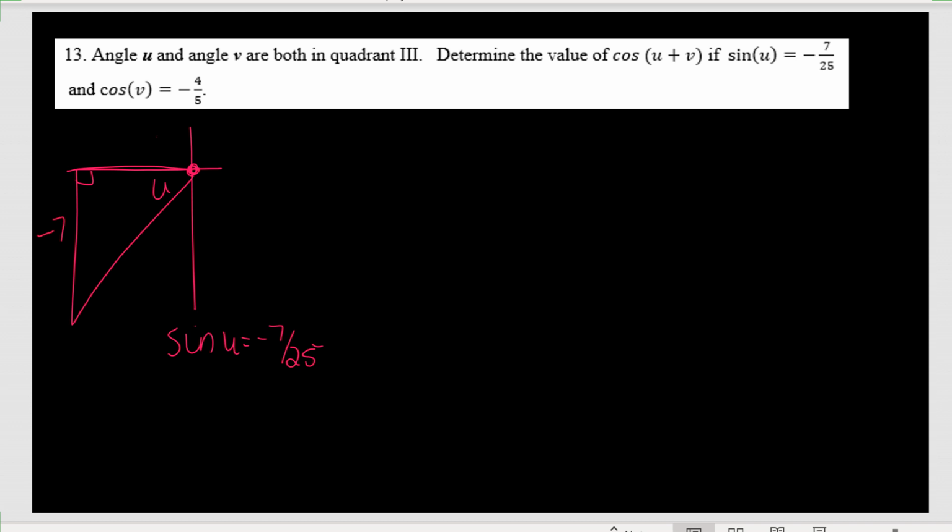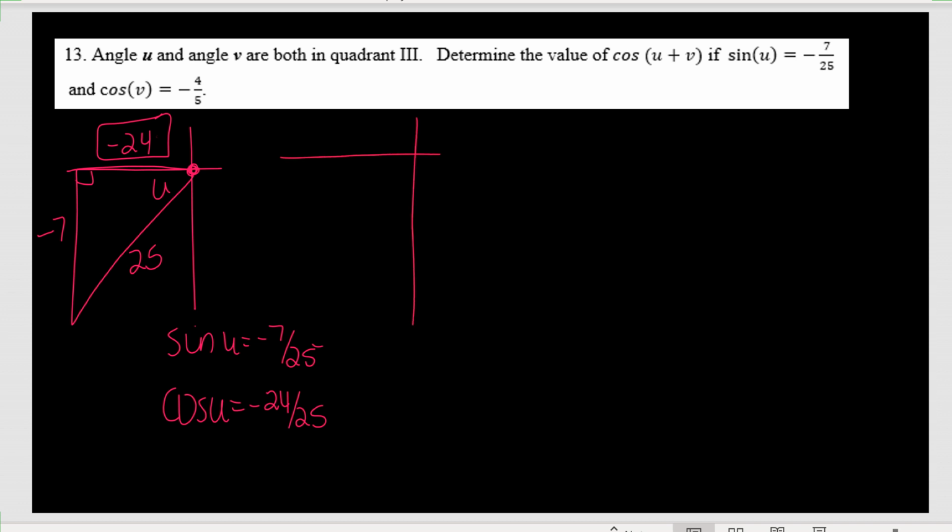So my y is going to be negative 7, hypotenuse is 25, and sine and cosine, x and y are both negative in quadrant 3. Therefore, cosine of the angle is also a negative value, negative 24 over 25. All right, do the same thing, same quadrant, but a different angle.